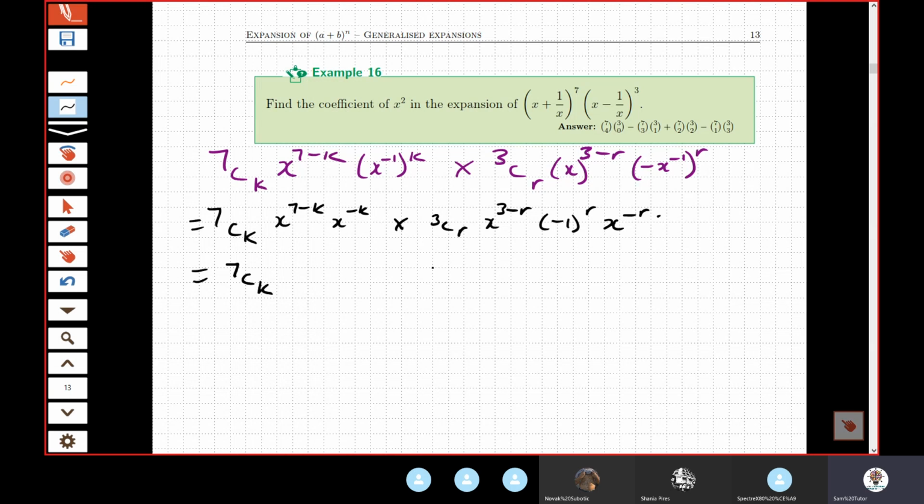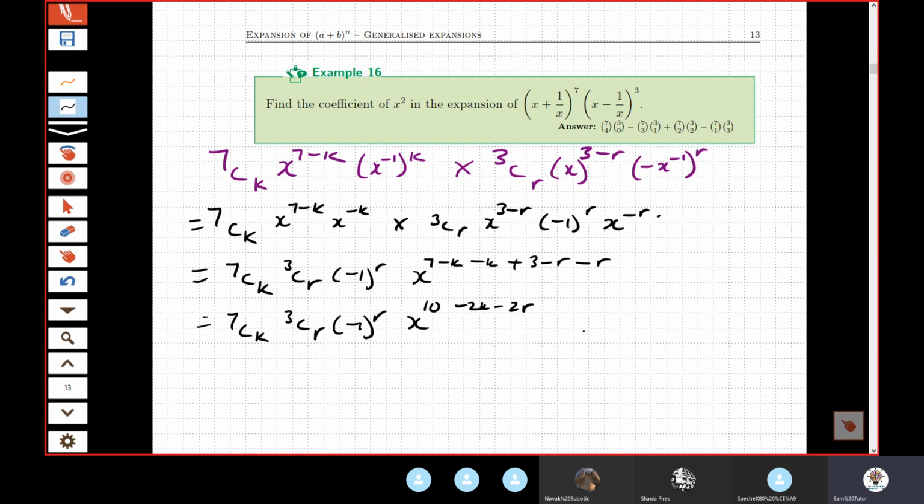So I get 7ck with 3cr, -1 to the power of r, so 7ck, 3cr, -1 to the power of r, with x to the power of 7 take away k plus 3 minus r take away r. 7 plus 3 is 10, take away 2k, take away 2r. All right, Novak, do you get what I've done up to this stage?